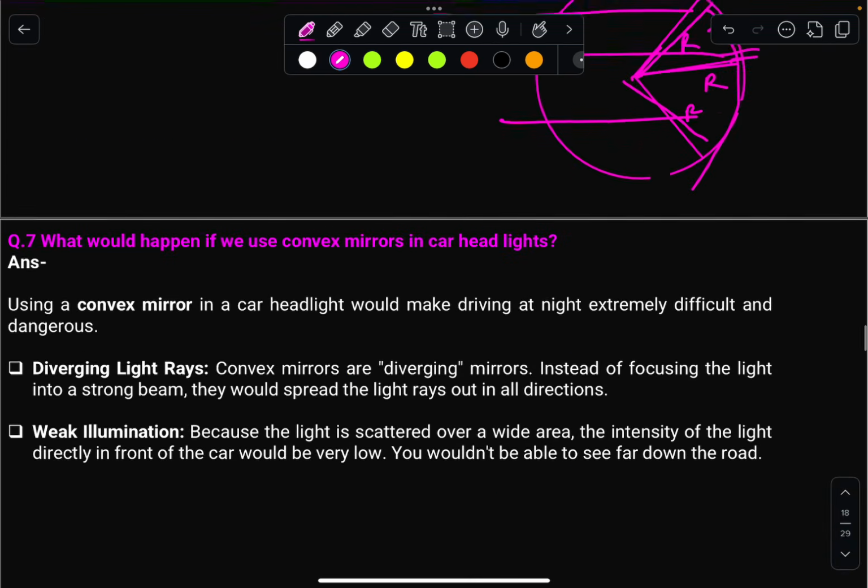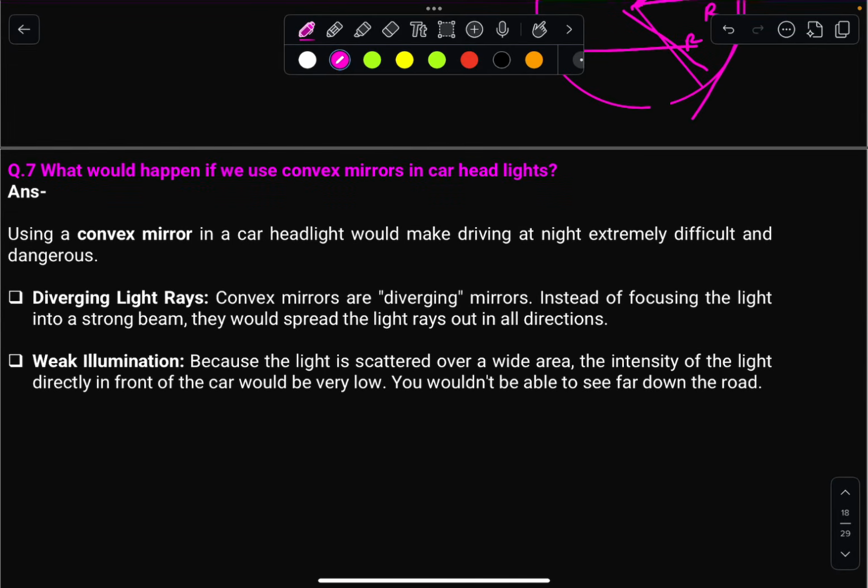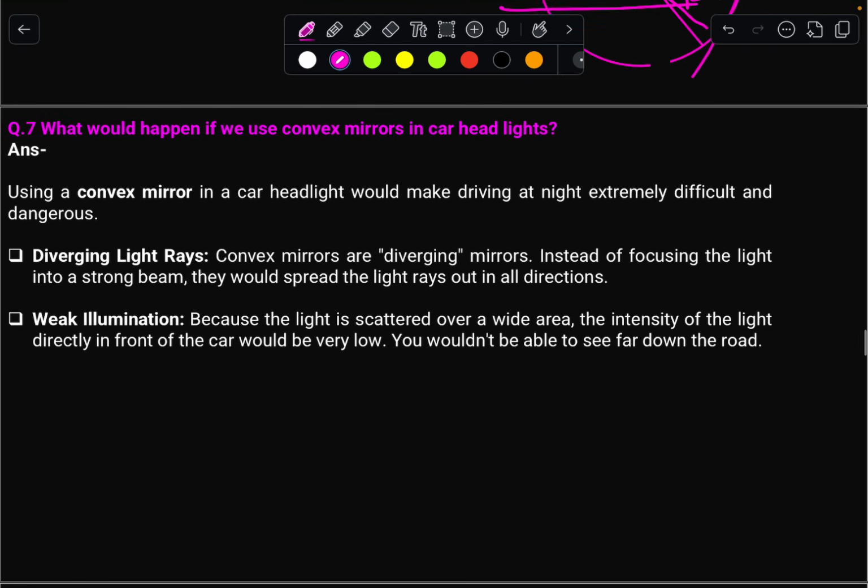Next, what would happen if we use a convex mirror in a car headlight? Why are we using a concave mirror in a car headlight? Because it is giving a converging beam, all the lights are going straight as a parallel beam. But if we use a convex mirror, it gets diverged, it gets spread. So the field of view, what we are seeing in the night, we won't be able to see exactly if we use a convex mirror. I have written all the points in this question, you can read it.